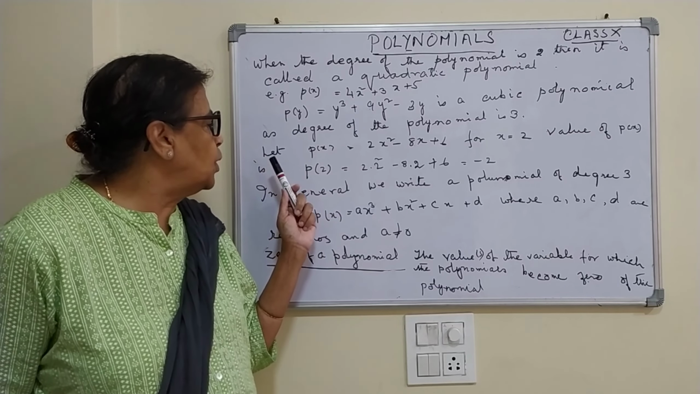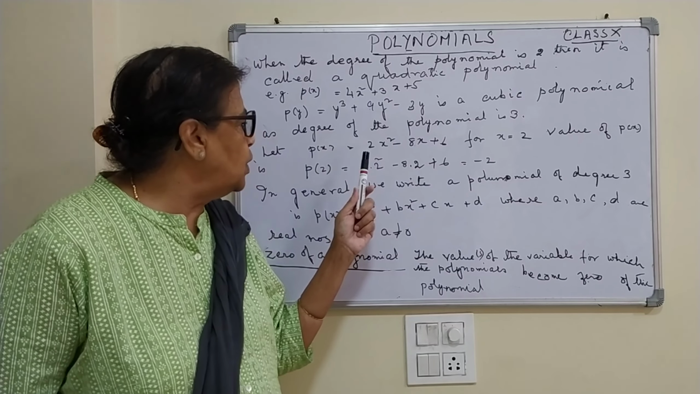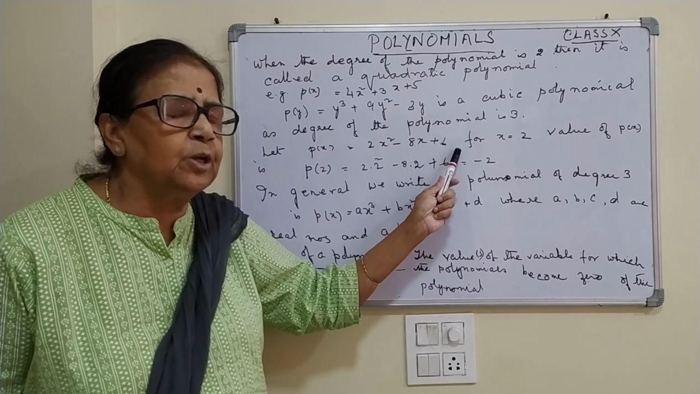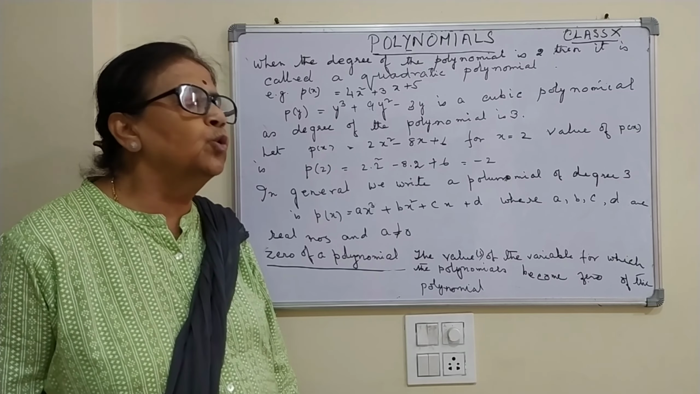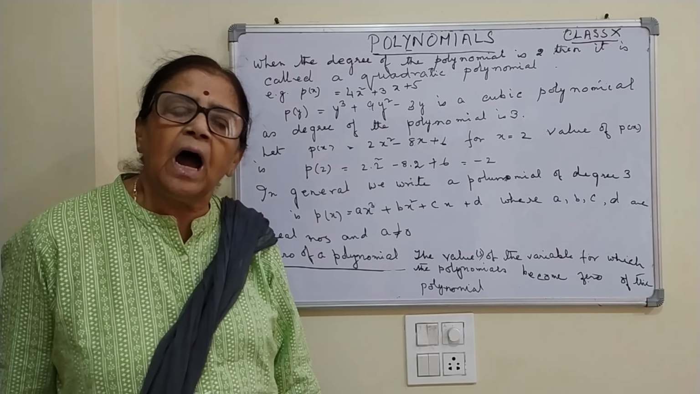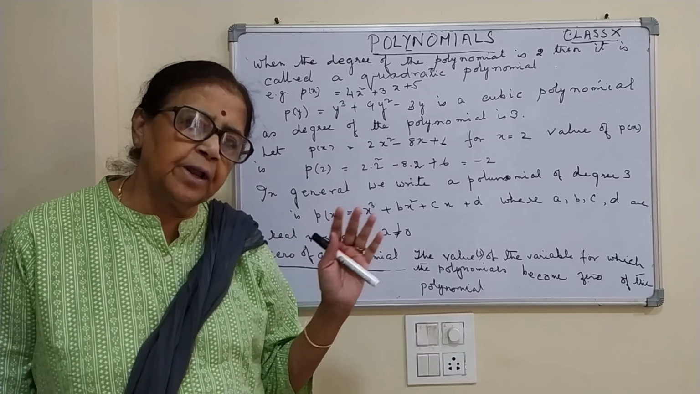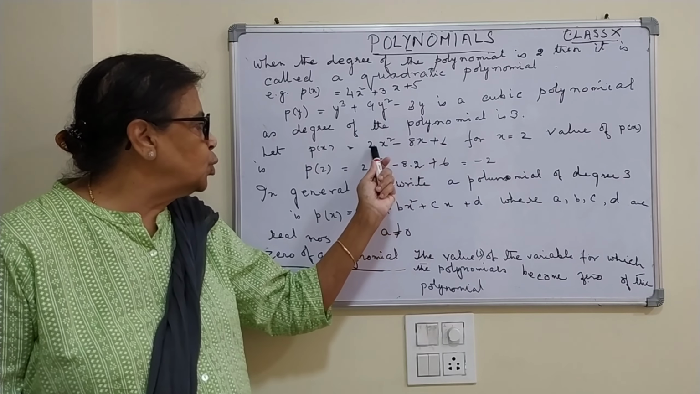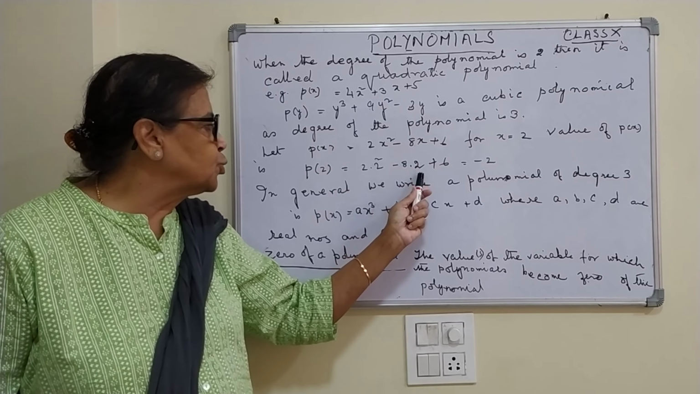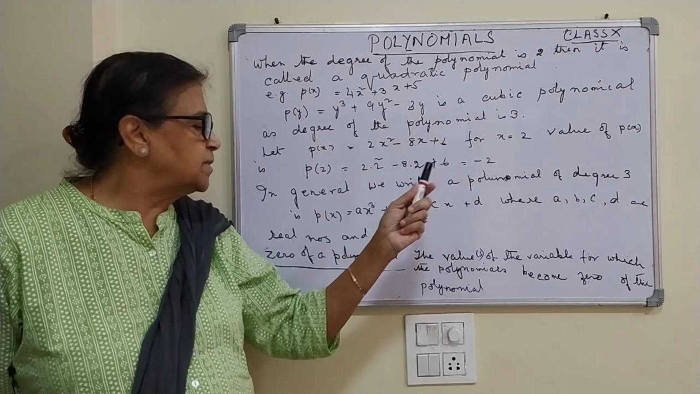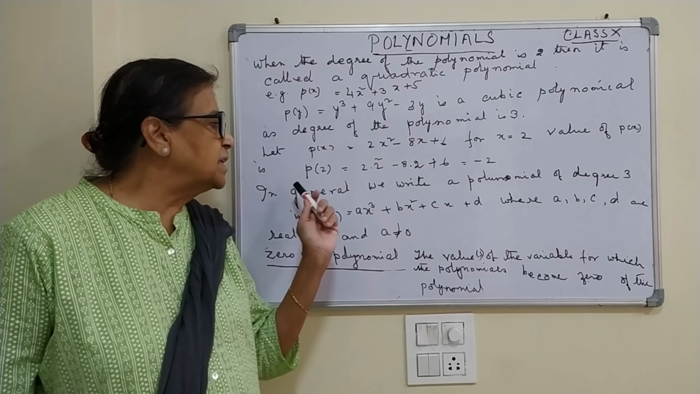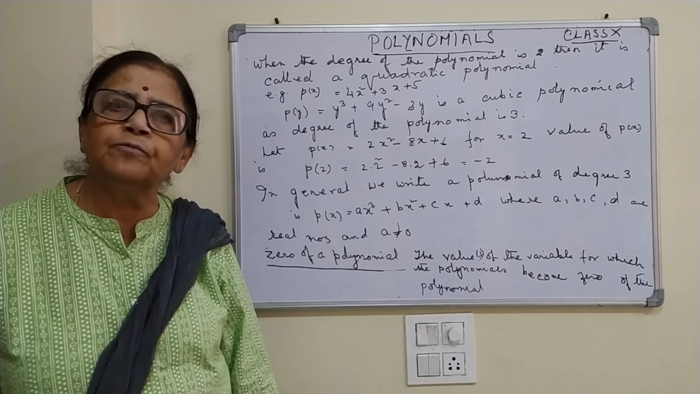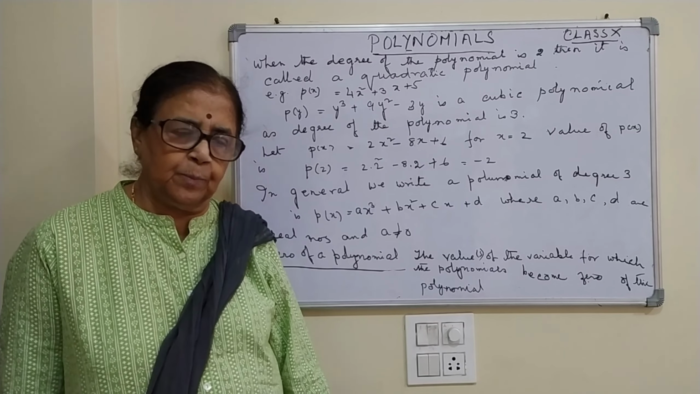Now the value of the polynomial. p of x is equal to 2x square minus 8x plus 6 I have given you. And for x is equal to 2, what is the value of the polynomial? I have to substitute 2 for x. That is 2 into 2 square minus 8 into 2 plus 6 is equal to minus 2. In general, you substitute the value of the variable, you get the value of the polynomial.